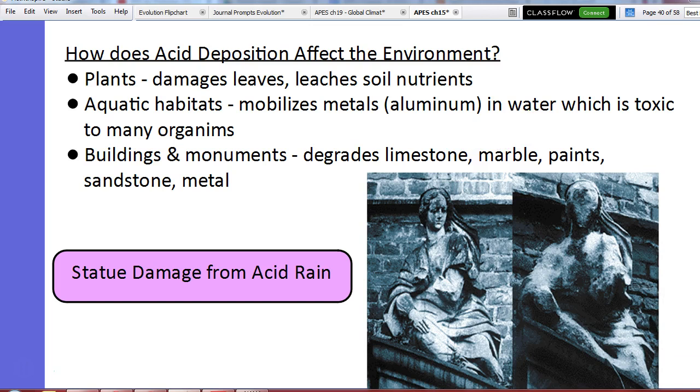And then any type of building or monument is going to end up getting destroyed by some of these acid precipitation events. We don't see a lot of this anymore because of the regulations that we've put on nitrous oxide emissions and sulfur dioxide. But 100 years ago, we saw a lot of statues and buildings that ended up being degraded because of the acid rain.